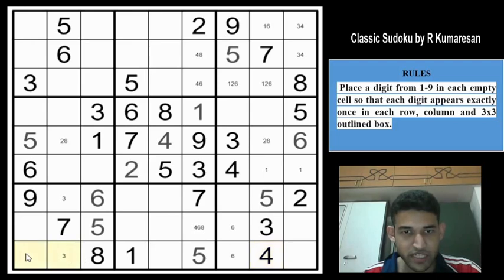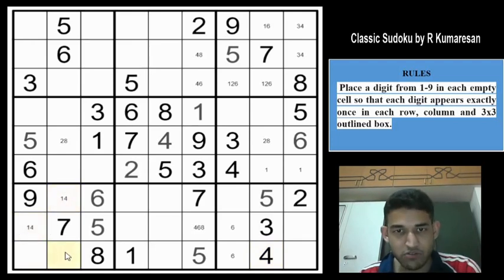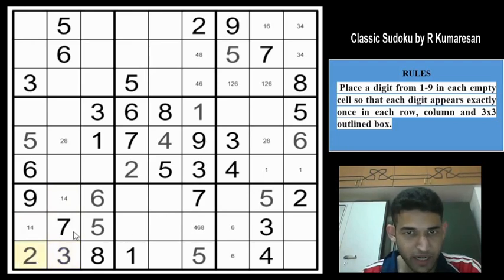So which means these two cells cannot contain a 1 or 4. So which means 1 and 4 has to be locked into these two cells. So this cannot be a 3. So these two cells will be 1 and 4 and this would have to be a 3, right? And this has to be a 2 now, the only remaining digit in that box.